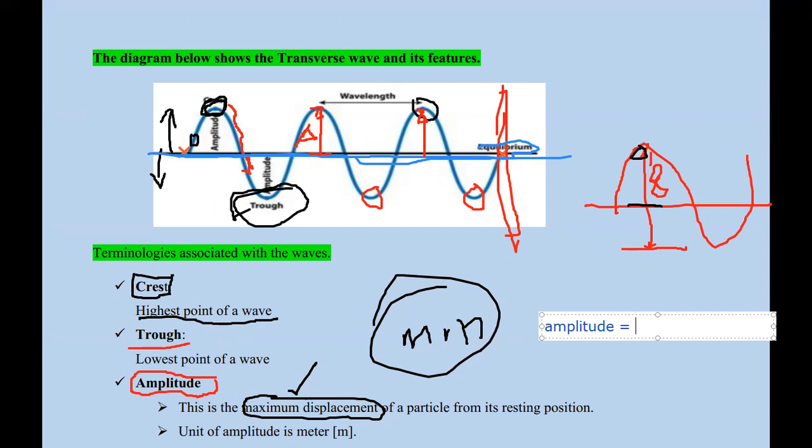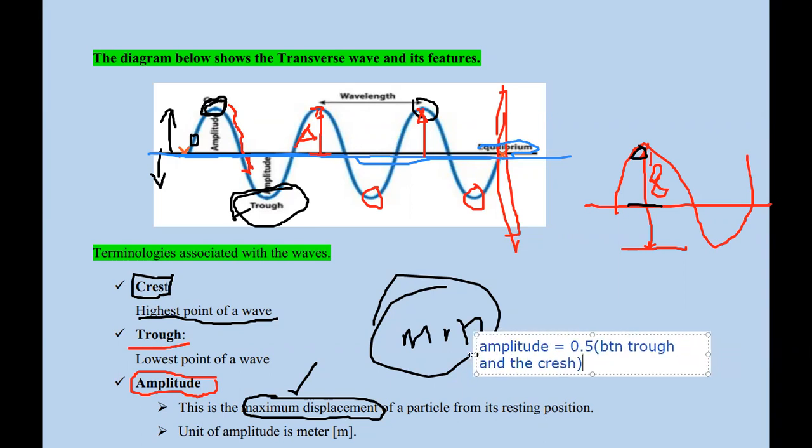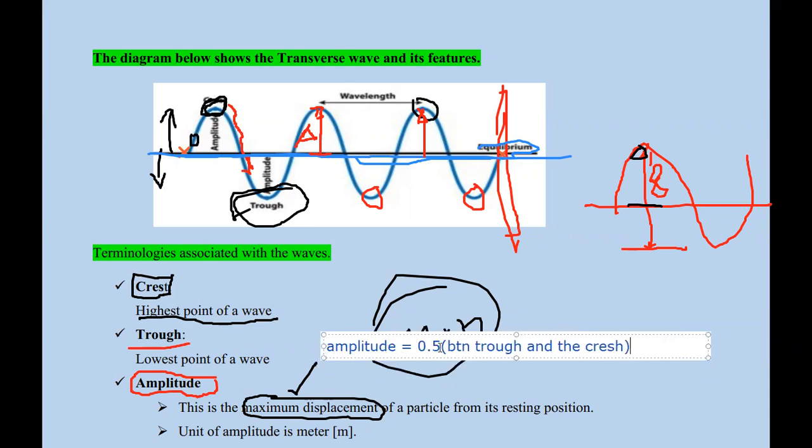Now, one thing that you need to know is that for a regular wave, the amplitude is equal to half the distance between the trough and the crest. I hope this makes sense. Let me just put it in a single line. What I mean is that the amplitude is halfway the distance between the trough and the crest.